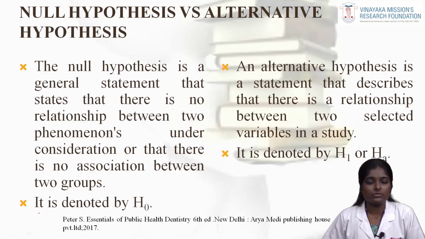So there are majorly 2 types of hypothesis. There are other types of hypothesis also, but usually in a research, we will consider these 2: null hypothesis and alternative hypothesis or research hypothesis. The null hypothesis is the general statement that states that there is no relationship between the 2 phenomena or 2 characteristics or 2 variables under consideration, or that there is no association between the 2 groups, and it is denoted by H0. An alternative hypothesis or a research hypothesis is a statement that describes that there is a relationship between the 2 variables. It is denoted as H1 or HA.